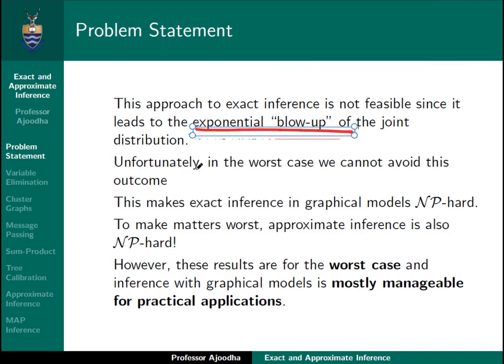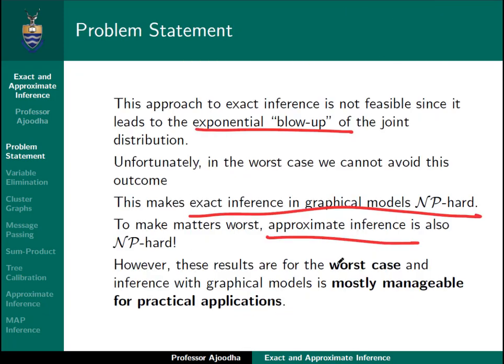So this is part of the problem statement. So we need better ways of doing it. But it turns out, and these have been proven as theorems as part of the graphical models inference problem, that exact inference in graphical models is NP hard, which means that we are unlikely to find any efficient solution for exact inference, getting the exact value. And to make matters worse, this is also true for approximate inference. So the approximate inference algorithms are also NP hard.